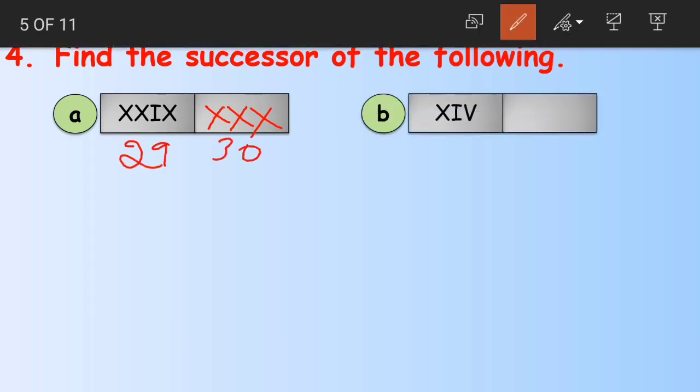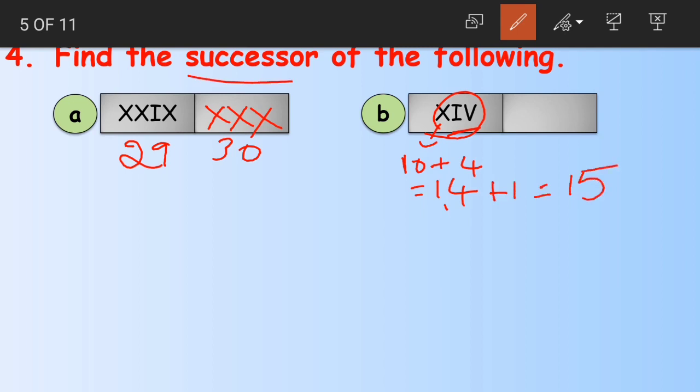Question number 2. XIV. Again, as we know, X stands for 10 and IV stands for what? X stands for 10. IV stands for 4. So 10 plus 4 is 14. XIV is 14. Now what is the successor of 14? 14 plus 1 is equals to 15.